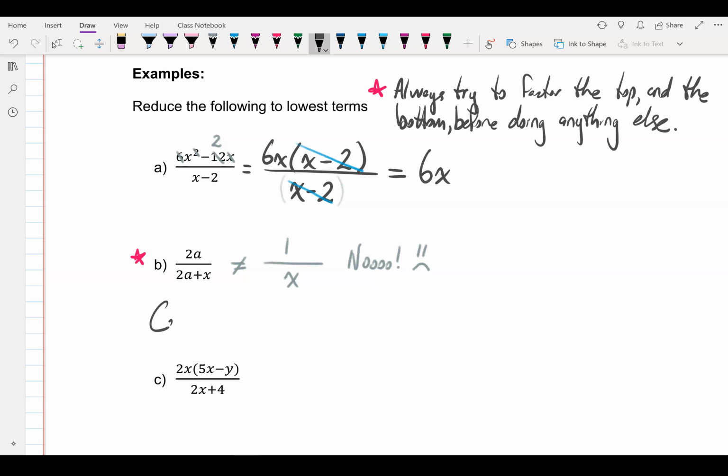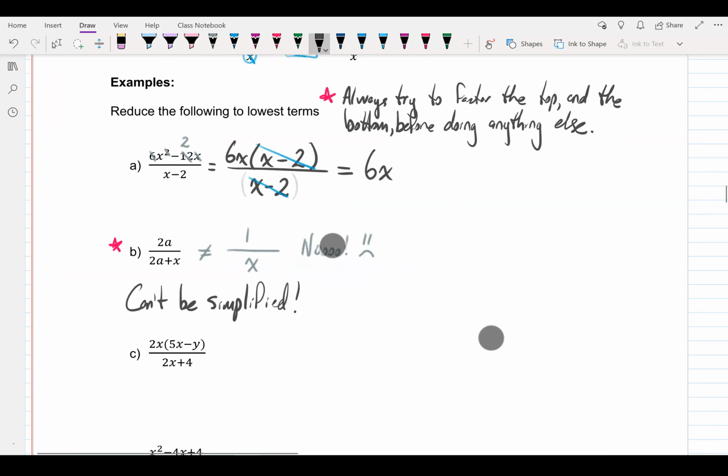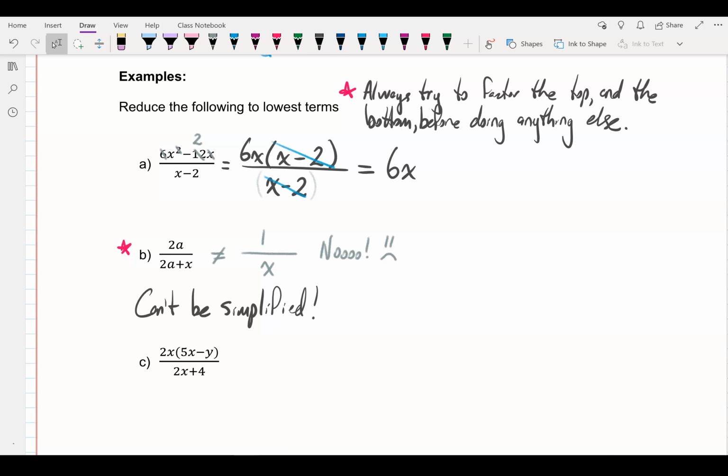So in this case, we can't simplify. It says can't be simplified. So there are cases, just like sometimes you can't factor, there are also cases where you can't simplify it. I'm usually not going to give you cases where they can't simplify, but it's really important to know that at least that is possible. It is possible not to be able to simplify, okay?